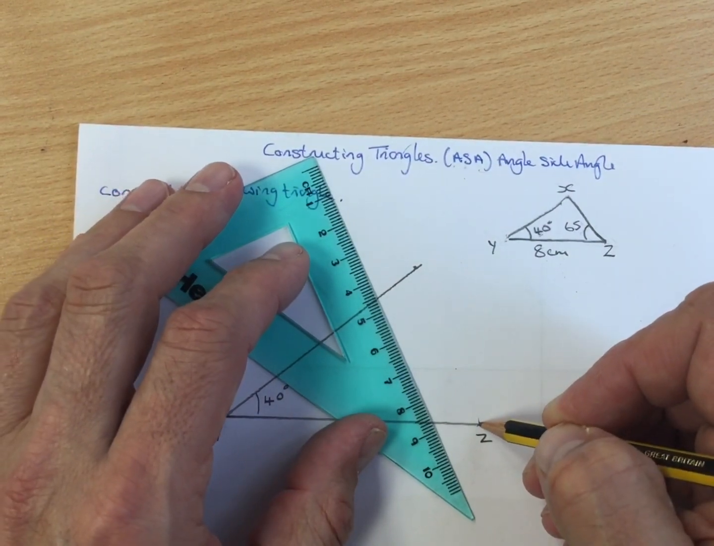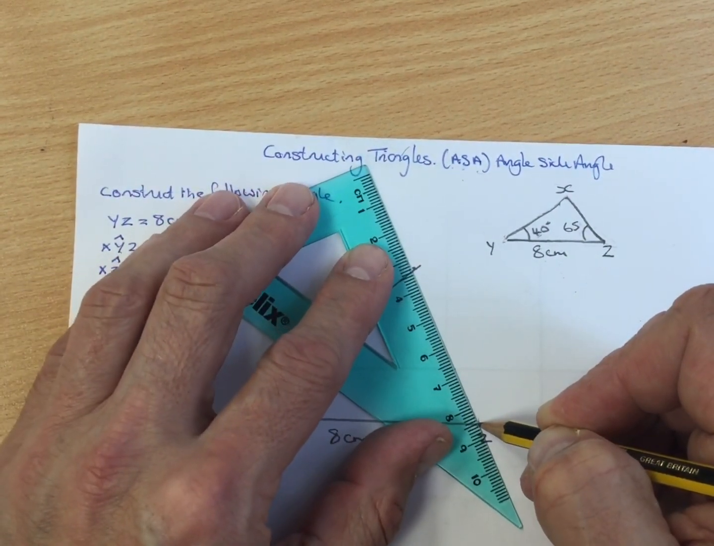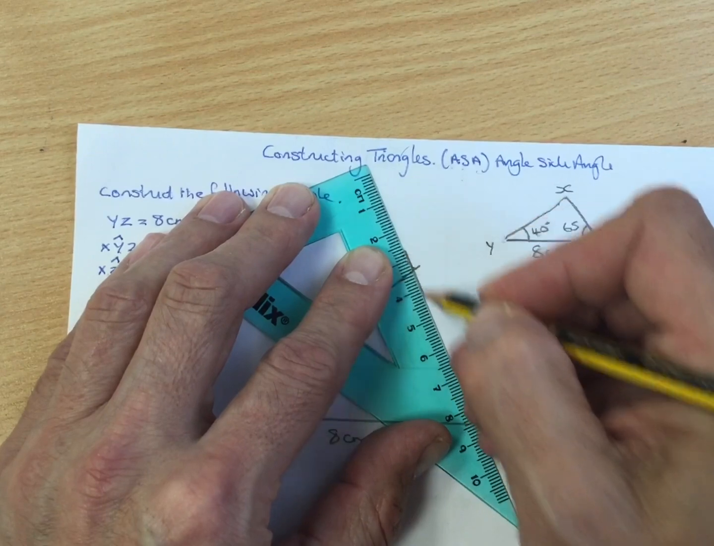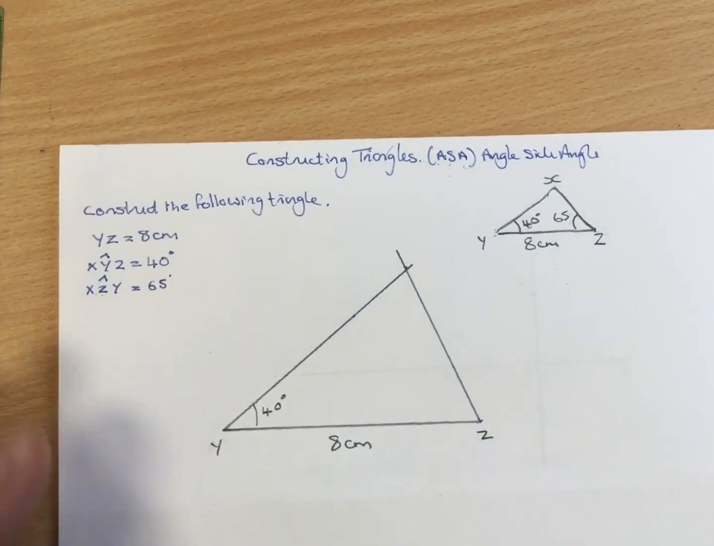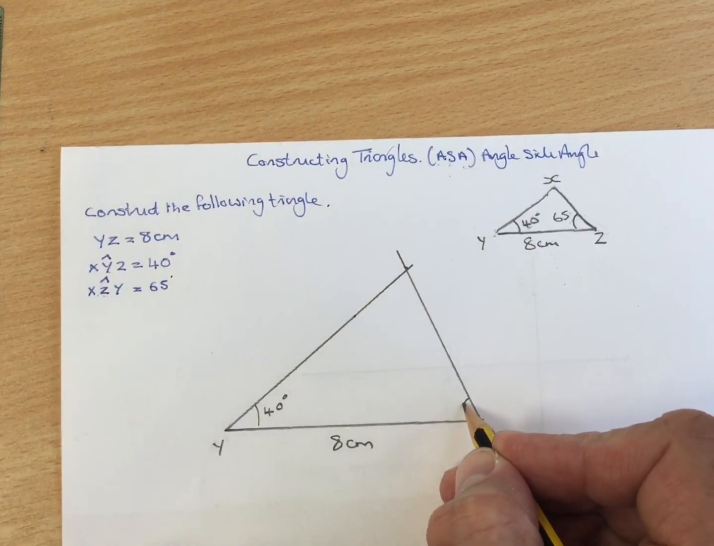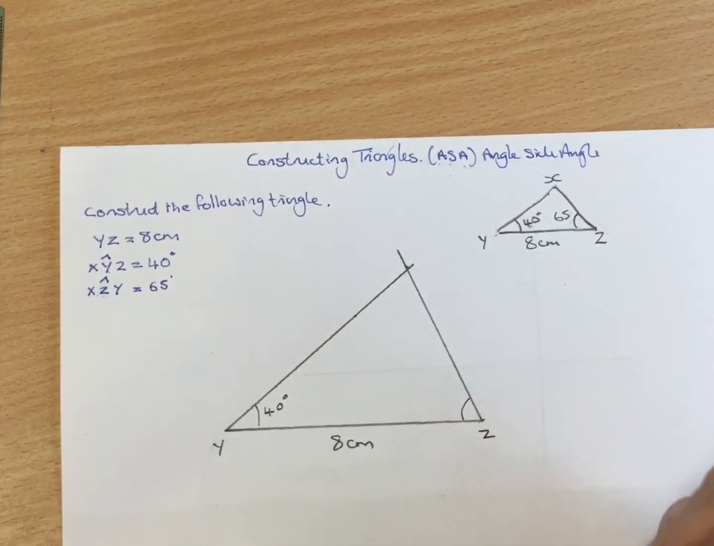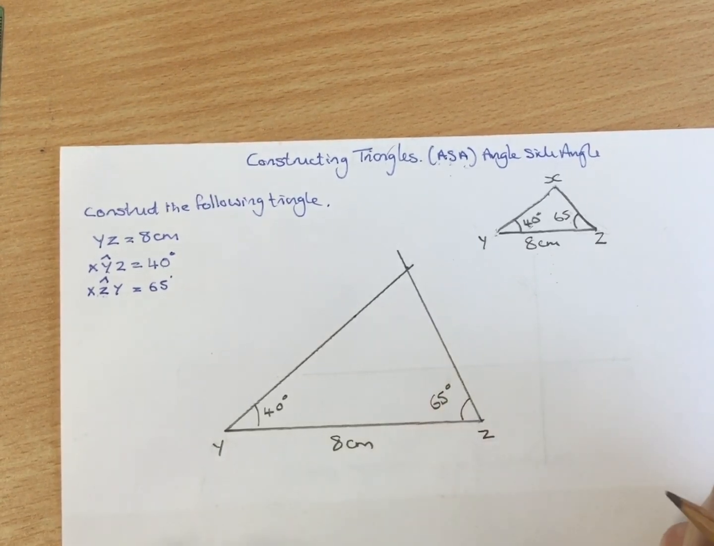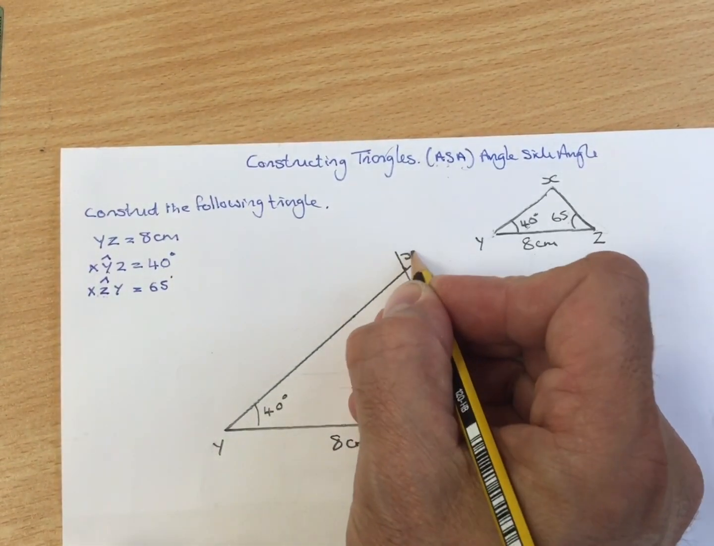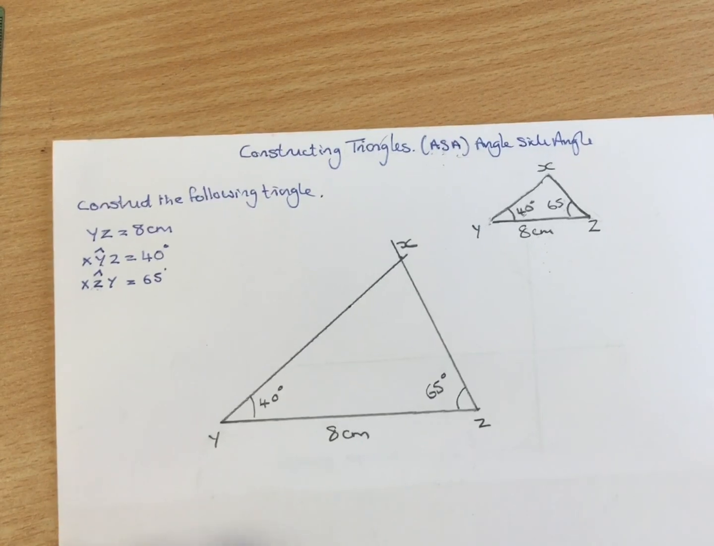I'm going to start at Z, and I can draw up to or through that line. It doesn't matter that they don't meet perfectly because it's a construction exercise, and any construction lines you should leave on your diagram. I'm just going to label that up 65 degrees, label that point up as X, and there we have it.